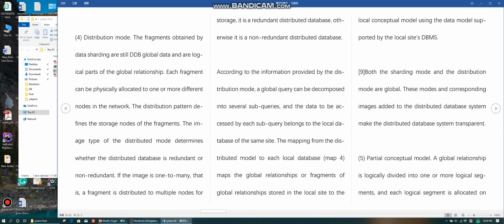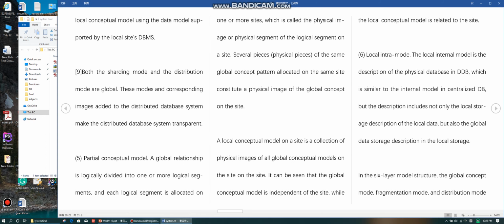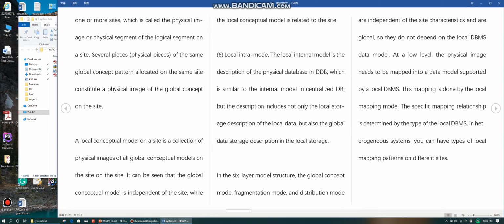Both the sharding model and distribution model are global, so these models and corresponding mappings added to the distributed database system make the distributed database system transparent. And a global relationship is logically divided into one or more logical segments, and each local segment is located on one or more physical images.